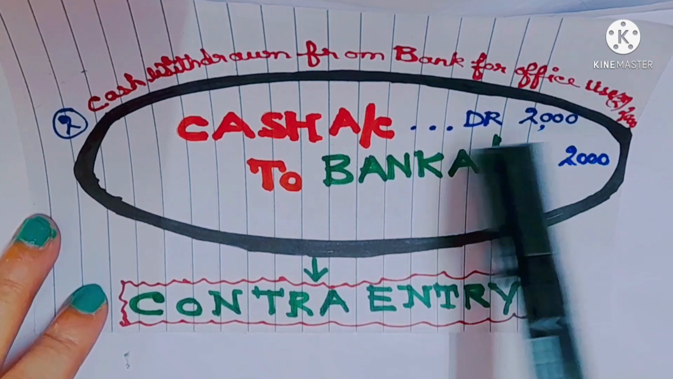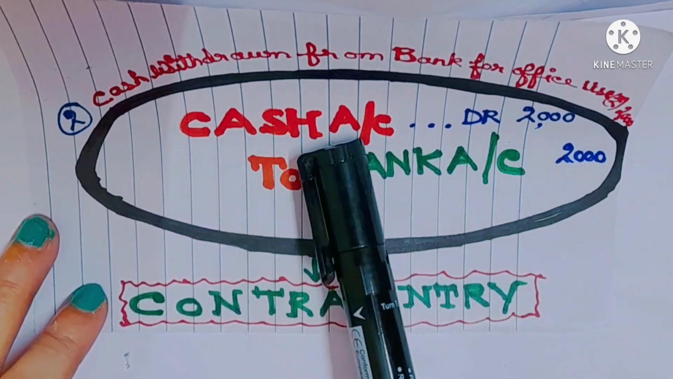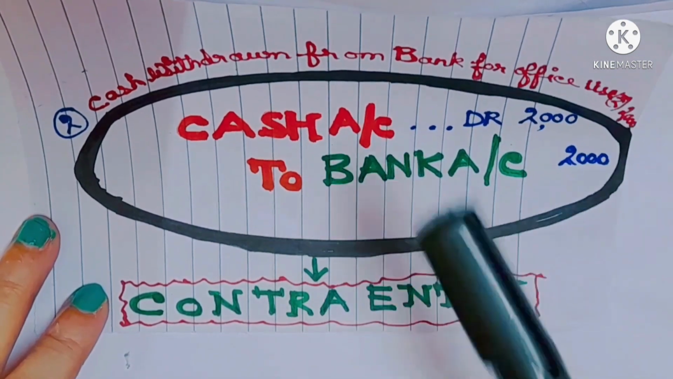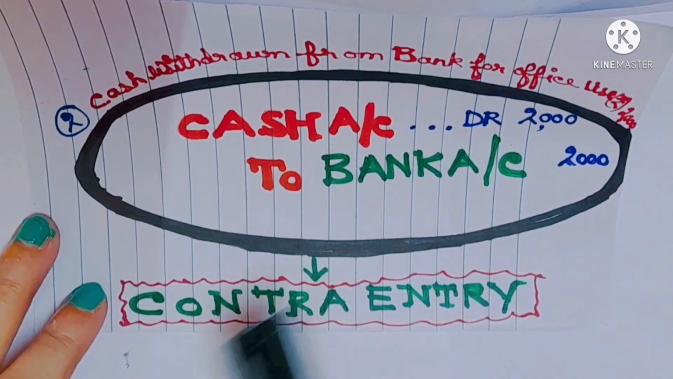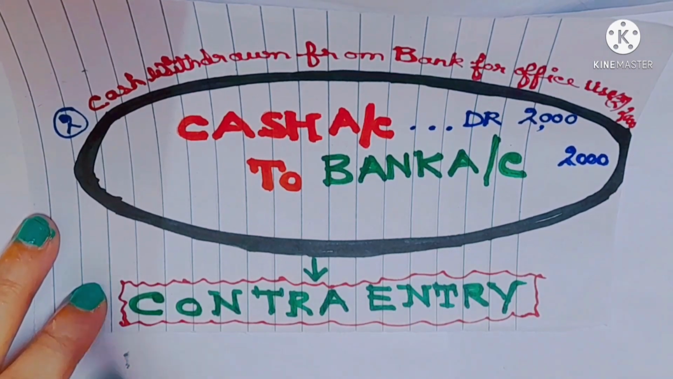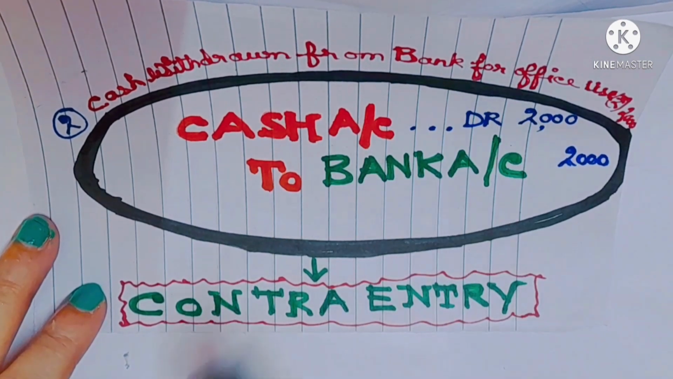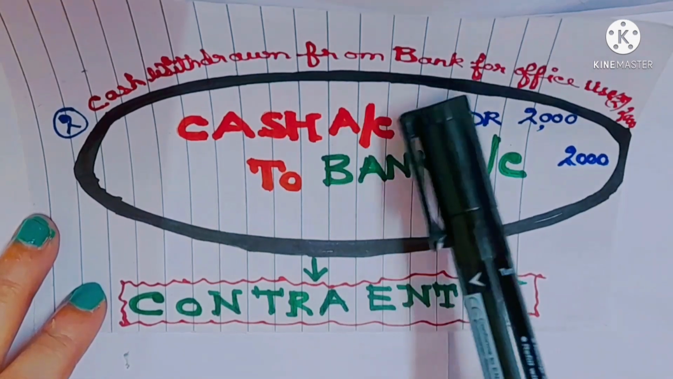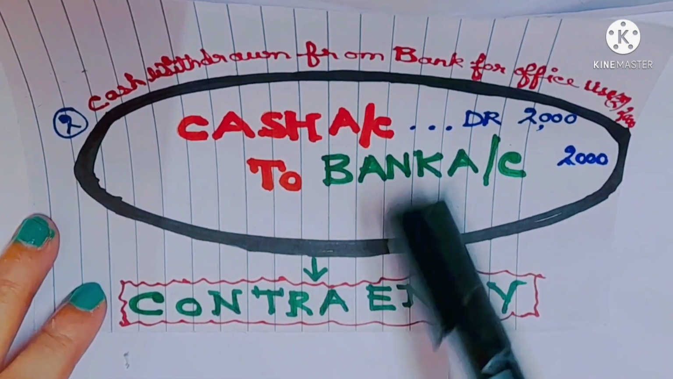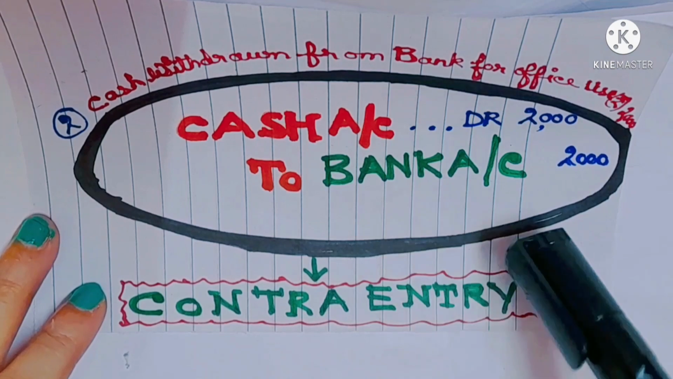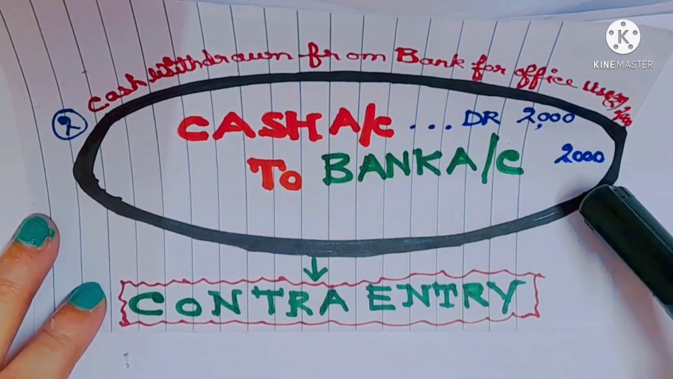So, what will be the journal entry? The journal entry will be cash account debit to bank account. See, debit side a cash account, credit side a bank account. When cash was deposited into bank, what was it then? Just the opposite. Bank account debit to cash account. Understood? Contra means bank account debit to cash account or cash account debit to bank account. There is nothing outside of this.